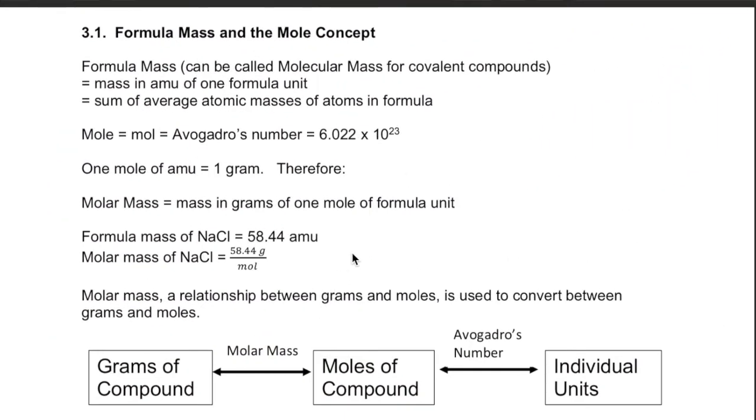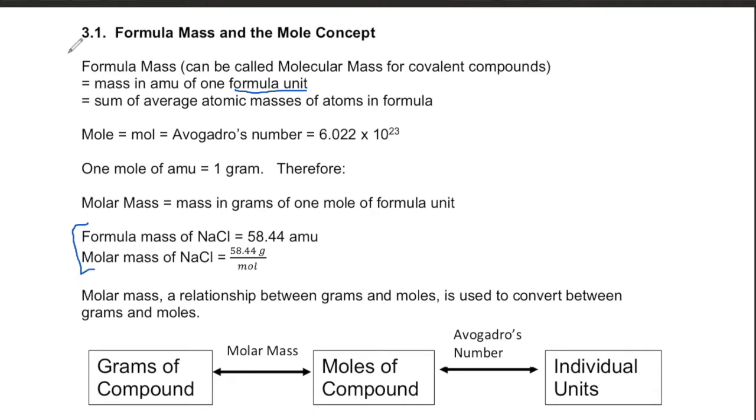Chapter 3, Section 1 is a review of the concept of moles and molar mass, how to convert from grams to moles and moles to grams. And what we need to do that conversion is the formula mass. Sometimes you see this called the molecular mass, but ionic compounds are not molecules, so it might be easier to call it the formula mass. And that is the mass of a formula unit.